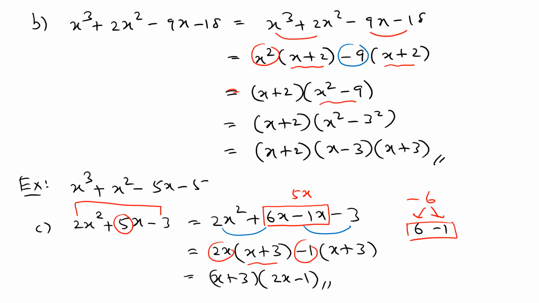So this is how we use the grouping method to factor trinomials. So you can try this one as practice. So let's say 2x squared plus 5x minus 12. So you can try this as a practice problem.